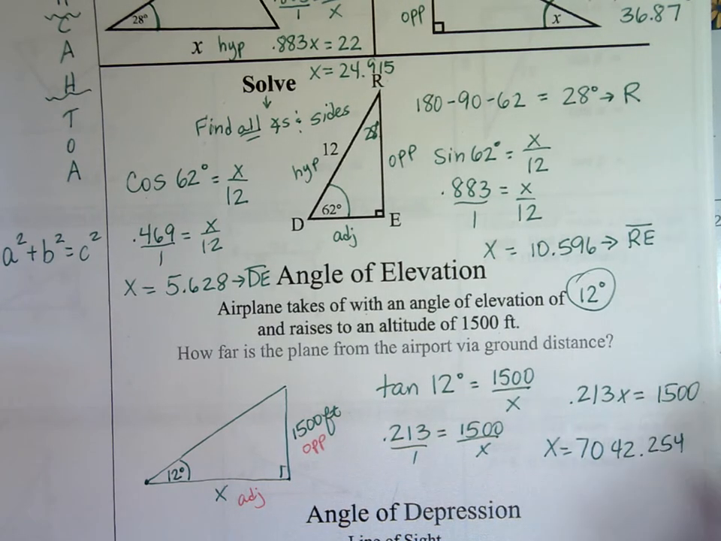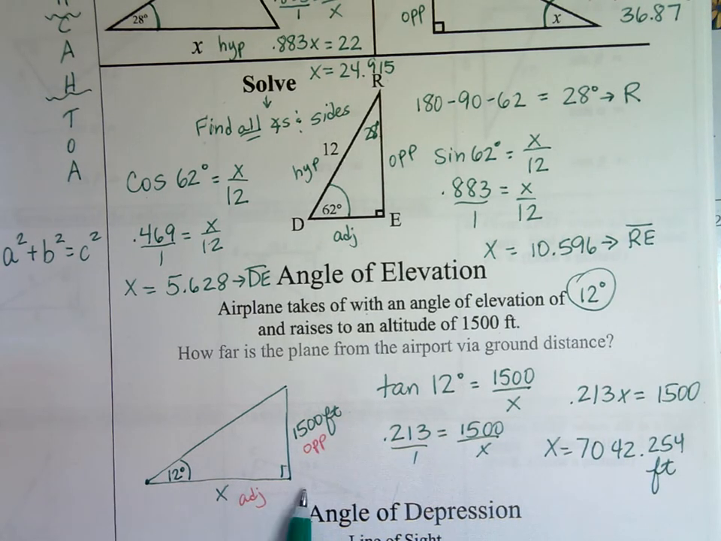If there are units in the problem, then you want to put units on your answer. So my look here is, it was in feet, so this would be how many feet is the ground distance down here at the bottom. 7,042.254.